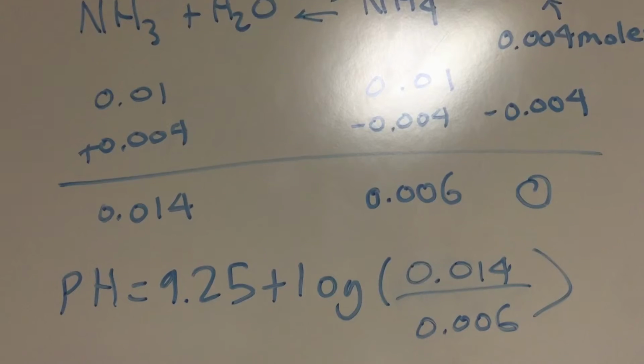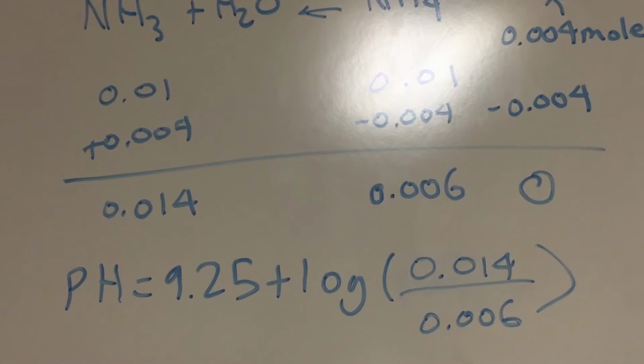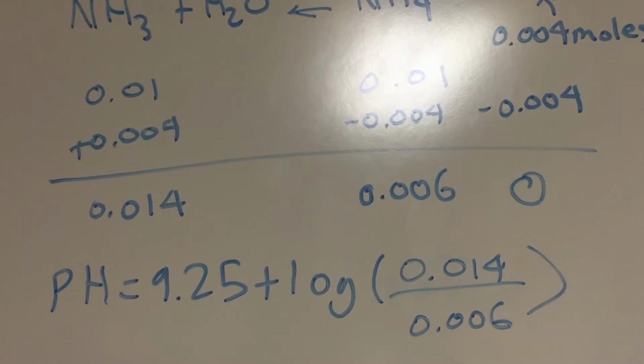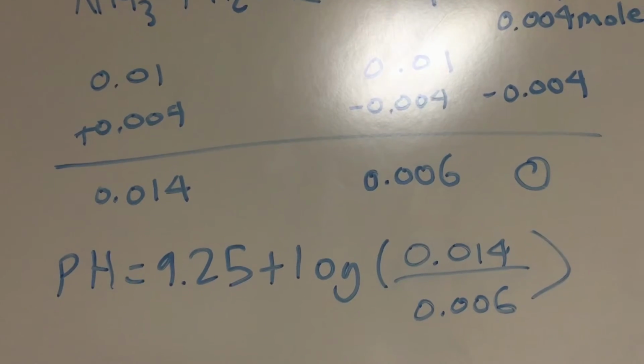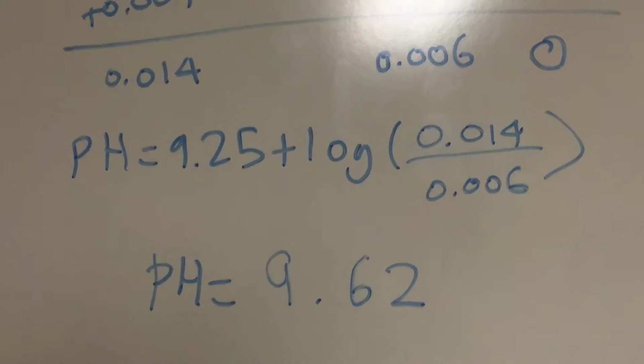Then it is plugged back into the equation. pH is equal to 9.25 plus log 0.014 over 0.006, which gives us pH is equal to 9.62, which is our final solution for part B.